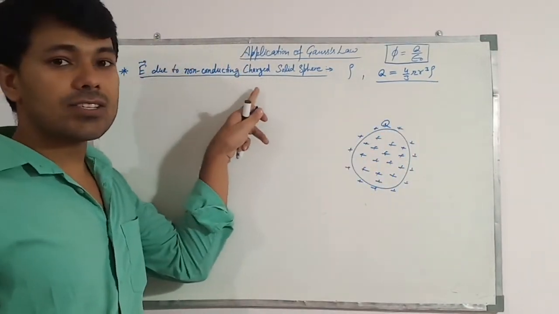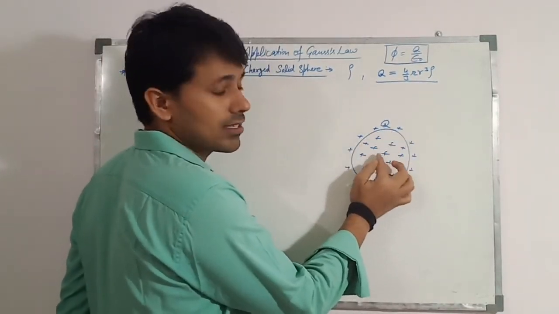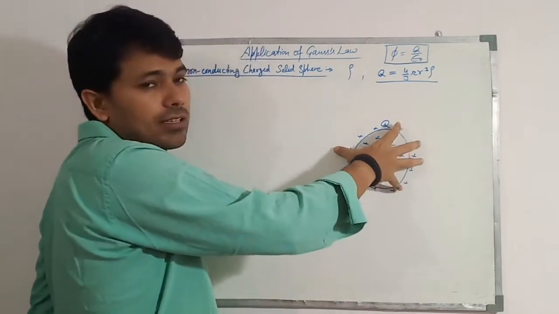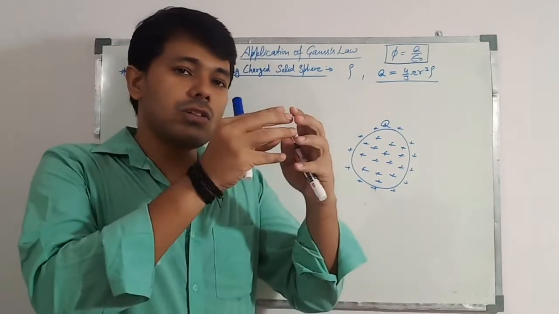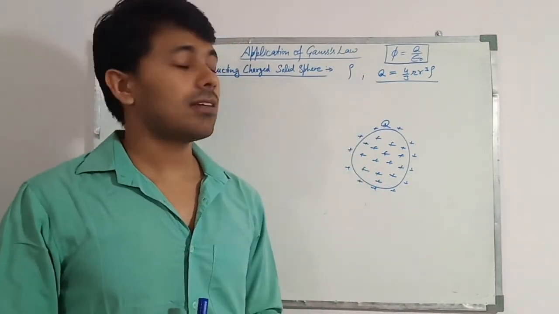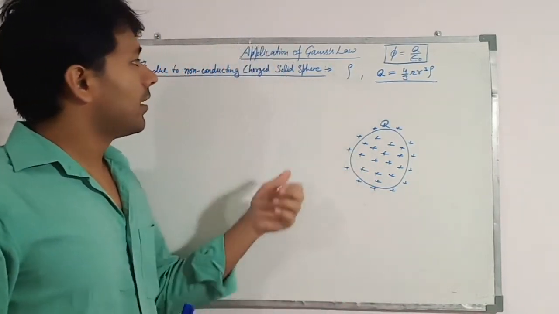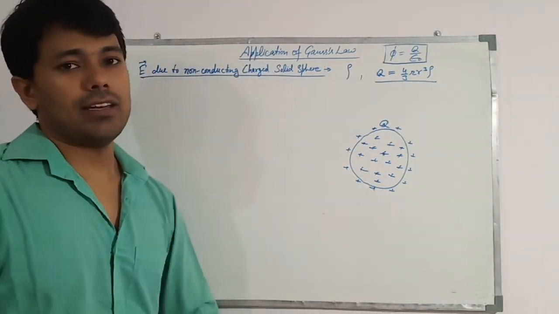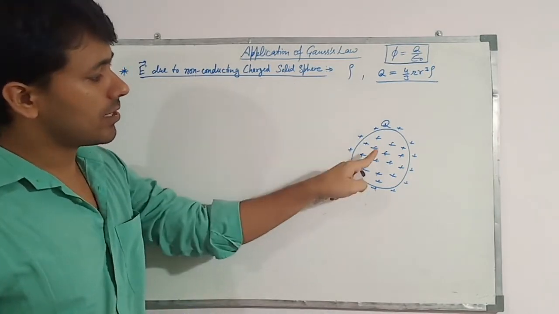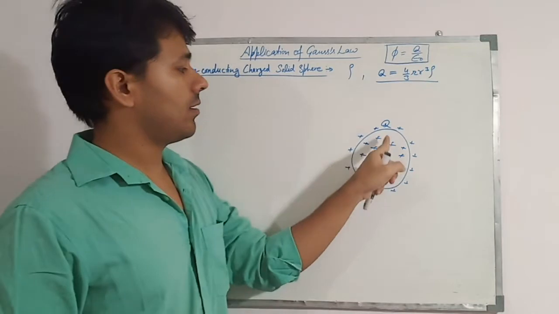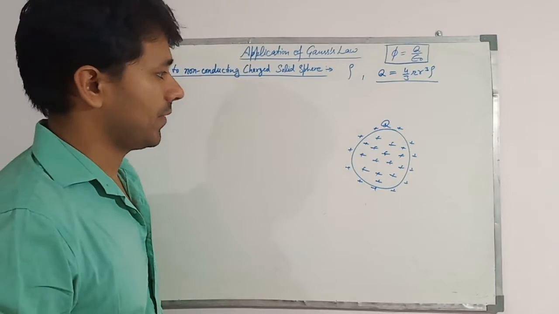If we take a conducting charged solid sphere, then the charge also comes to the surface of the conductor, because inside the conductor there is no charge. The whole charge is stored at the surface of the conductor, which means that case is equivalent to a spherical shell. That's why we take a non-conducting charged solid sphere. Non-conducting means charge also lies over the volume of that solid sphere.